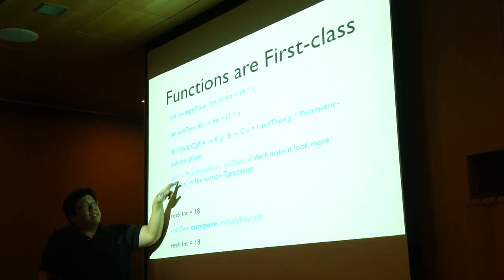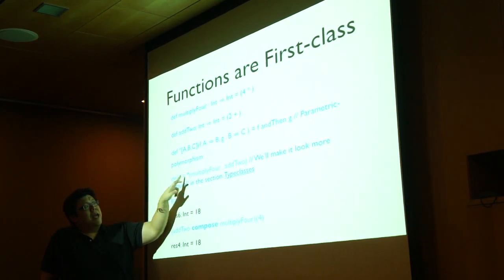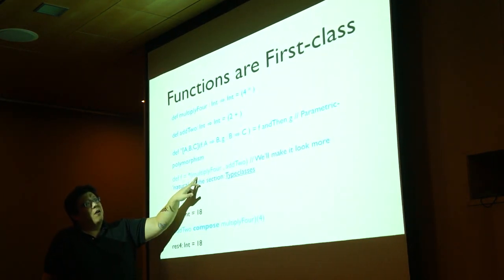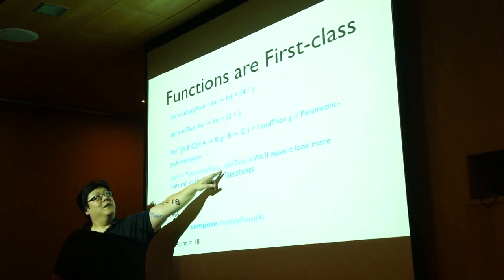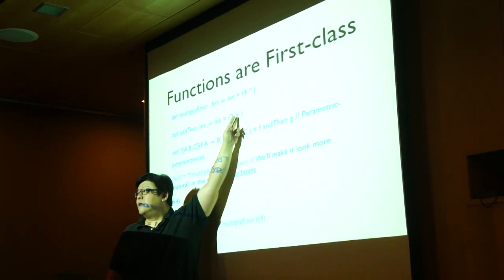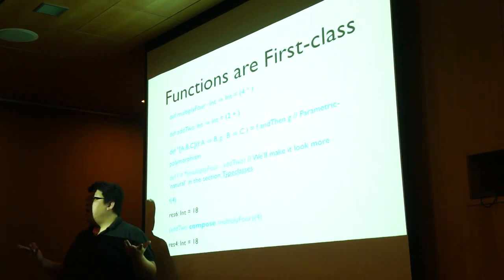So this is the new function that says f. F is a composition of two functions, right? You take multiply by 4 and add 2. But you notice, where are the arguments? They're not there yet.